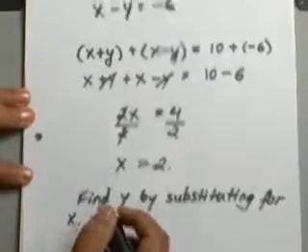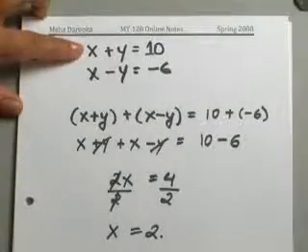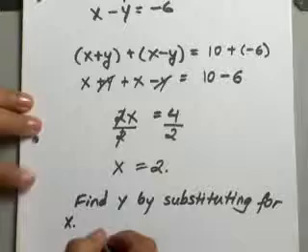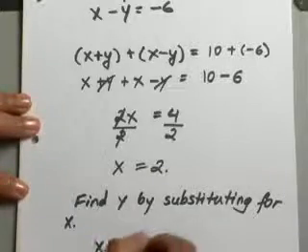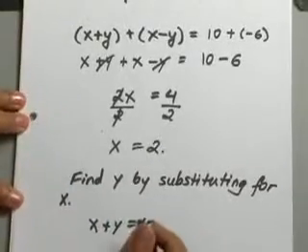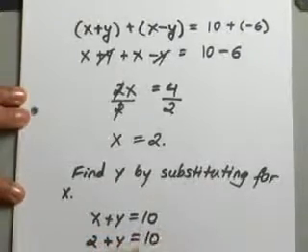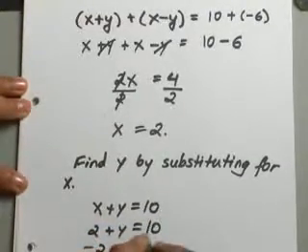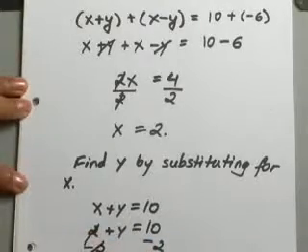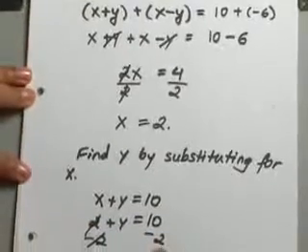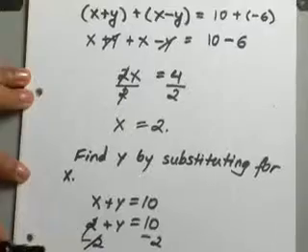So we'll go ahead and, let's say, use our first equation here, x plus y equals 10, to find our y variable here. So x equals 2. Go ahead and get y by itself, and you will see you end up with y equals 8.